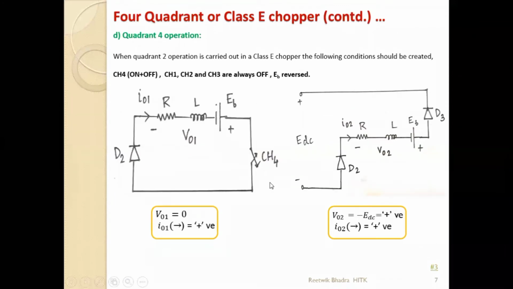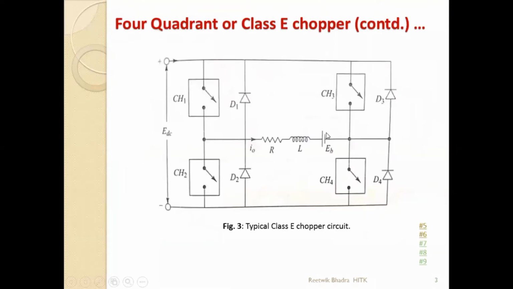Last, quadrant 4 operation. So what happens in quadrant 4? Obviously, according to number 4, CH4 should be on and off. It can be on, it can be off. Once it will be on, once it will be off, and all other switches are kept off. EB terminal reversed. Now we are going to the main figure.